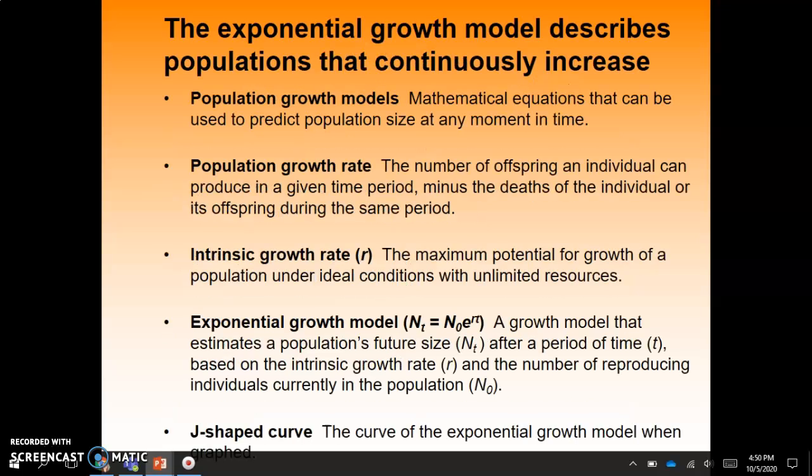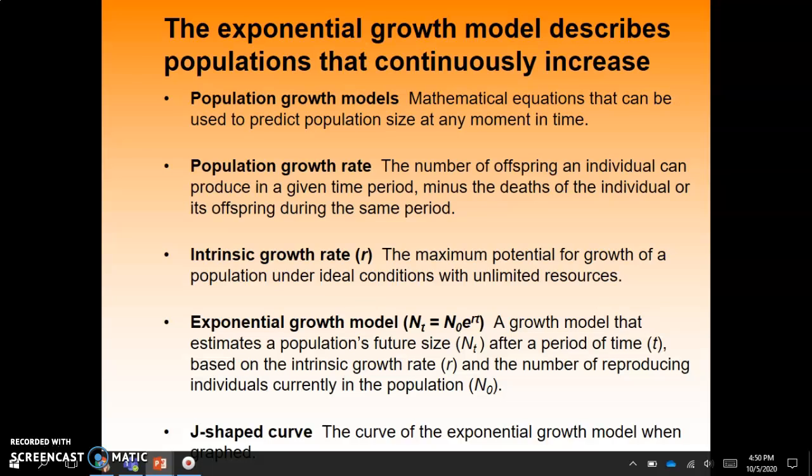The exponential growth model that we're going to talk about today is used to describe populations that continuously increase. When we talk about a growth model, these are just the mathematical equations that can be used to predict population size at any moment in time. The growth rate of a population is the number of offspring an individual can produce in a given time period, minus the deaths of the individual or its offspring during the same period.